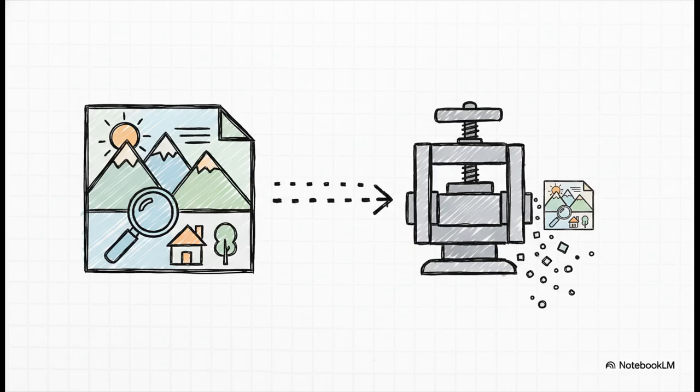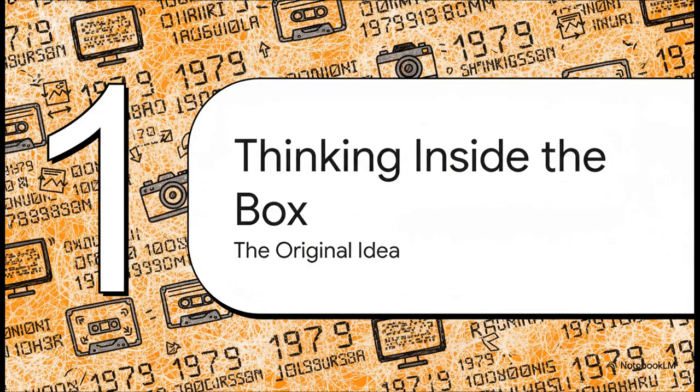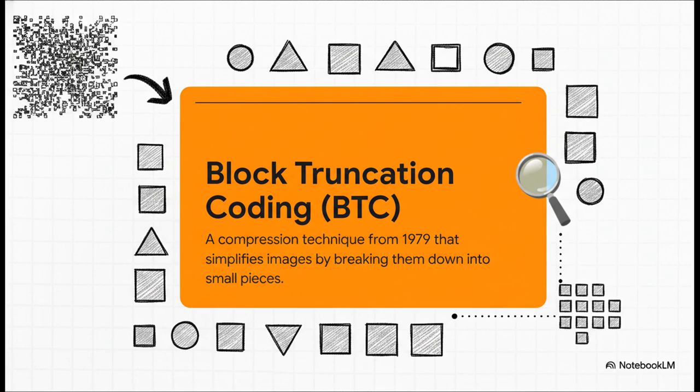And let me tell you, the story behind how this all works is a fantastic journey of clever trade-offs and constant innovation. All right, so to get this, our story has to start way back in 1979 with a surprisingly simple but really powerful idea for shrinking images. It's called block truncation coding, or BTC for short. And the core idea? It's actually pretty simple. If the whole picture is just too complex, why not break it down into smaller, more manageable pieces?